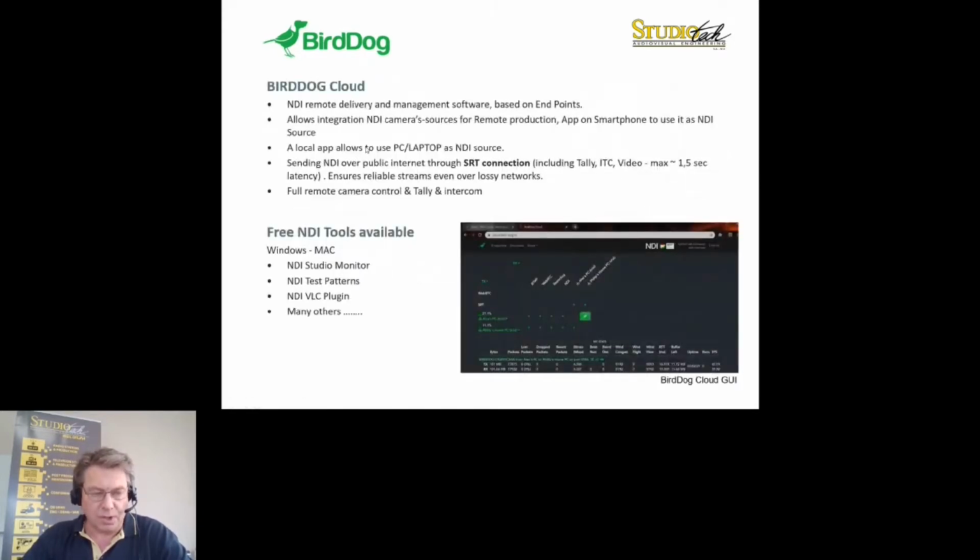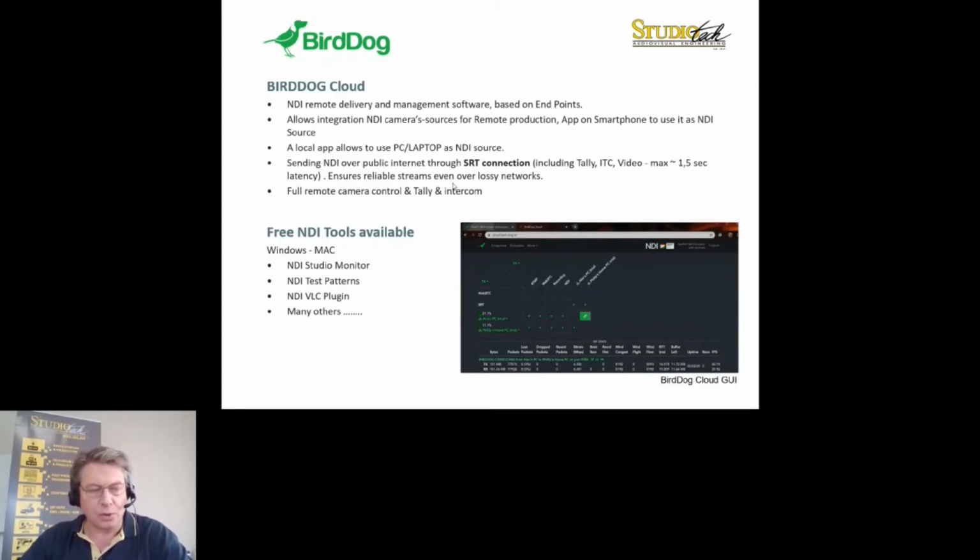One thing which is rather new within the product line of BirdDog is BirdDog Cloud. It's an NDI management software where you install, for example, a small application on your laptop. Then you connect to the cloud service with BirdDog. You register the endpoints. Any endpoint can be a source or a destination. The reason why they brought this on the market is that it allows integration of NDI camera sources throughout the internet and can be used in any production anywhere in the world.